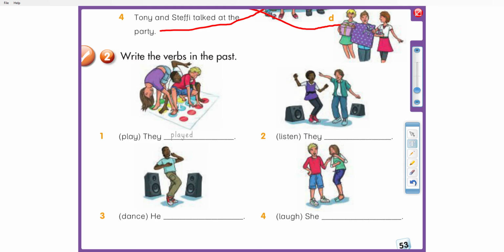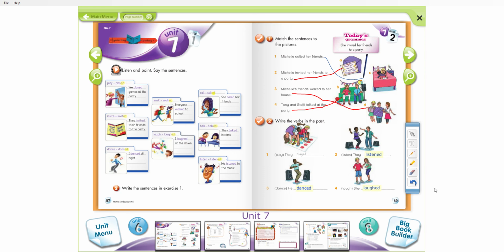Here we have kids playing. Play in the present. In the past it becomes played. Yesterday they played. Or last weekend they played. Listen to music. They listen to music. The verb becomes listened. Dance becomes danced. Laugh becomes, she laughed. Okay, very good.